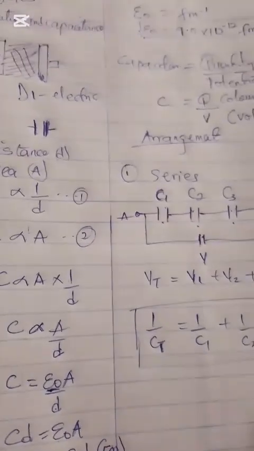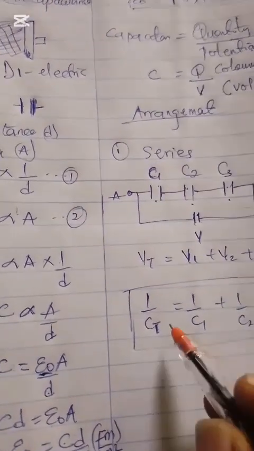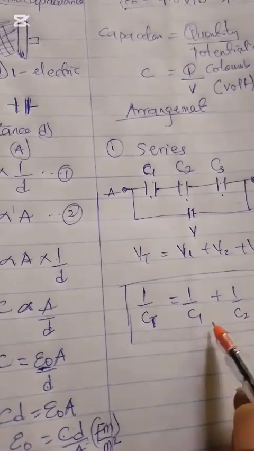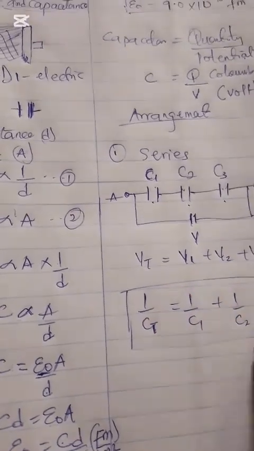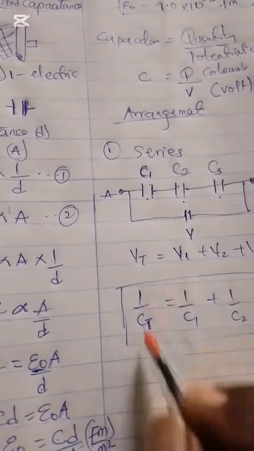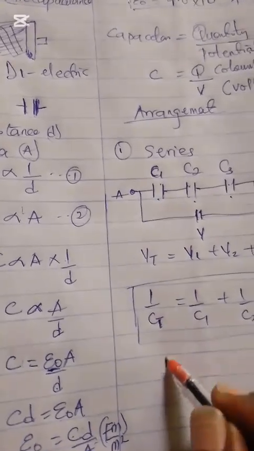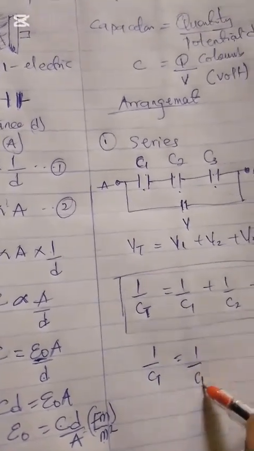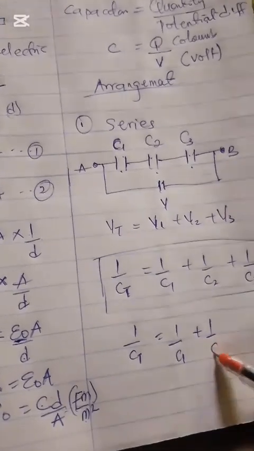That is that. Then this formula can still be summarized. If you are having just two capacitors in series, and you don't want to look for the LCM, you can just say 1 over CT is equal to 1 over C1 plus 1 over C2.